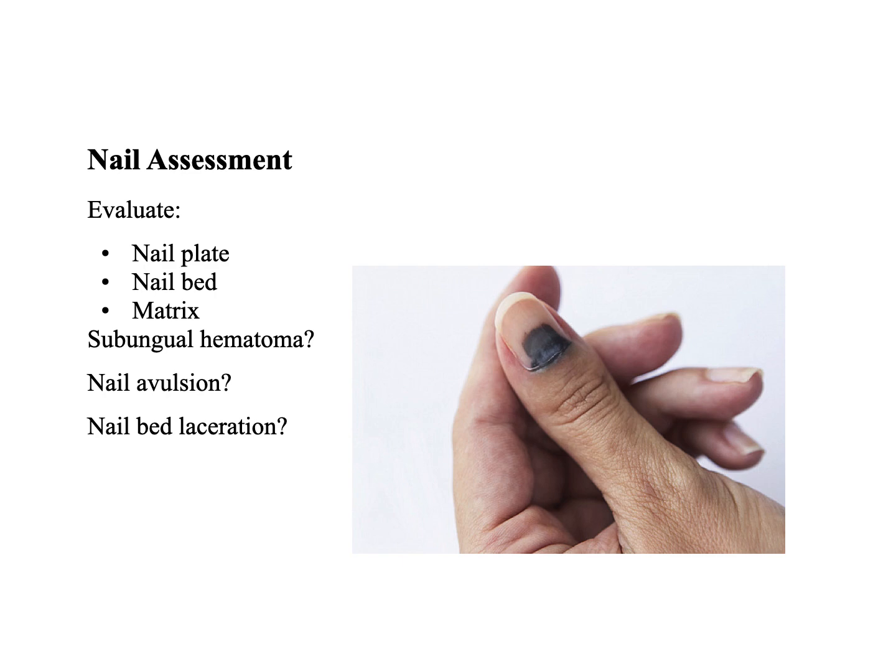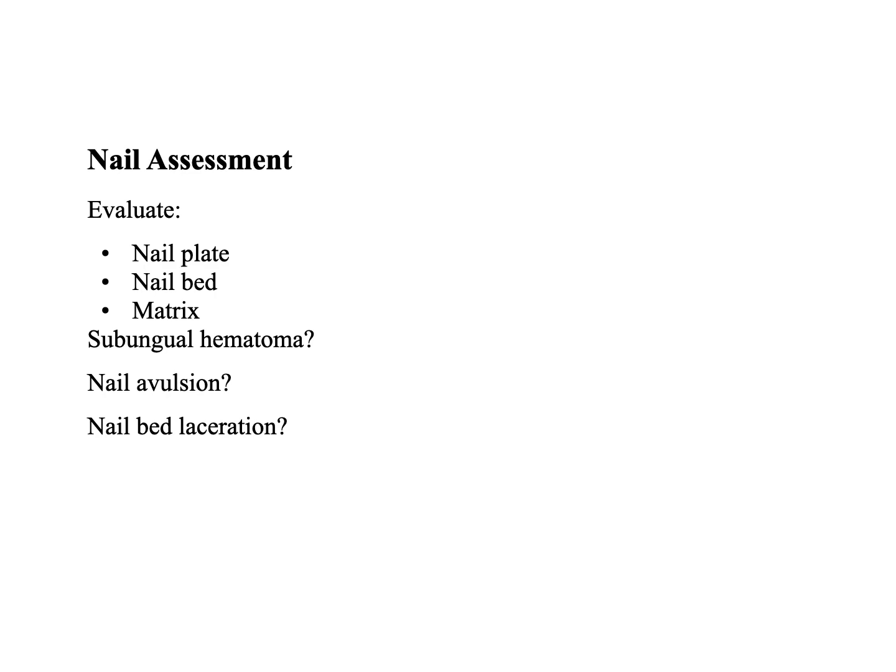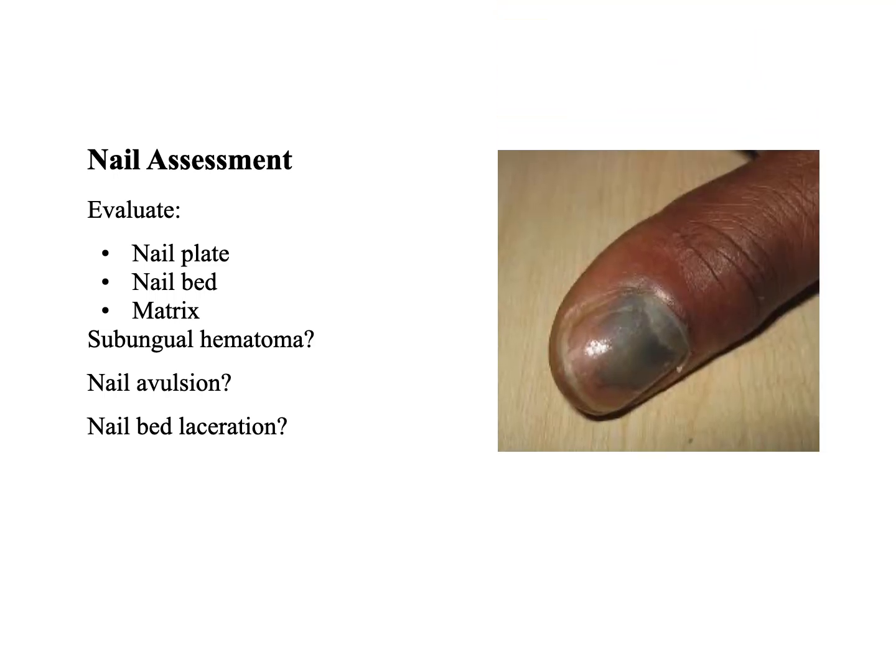Nail avulsion means the nail itself is avulsed from its place. And also we look for nail bed laceration. When you look at this patient, he has subungual hematoma. It's less than 50% and it is proximal. This patient has subungual hematoma of more than 50%, and this needs operative management, especially if he came early and it's tense. We will discuss this later on.